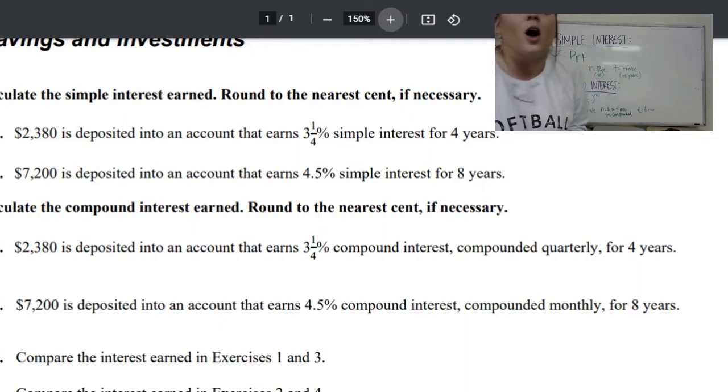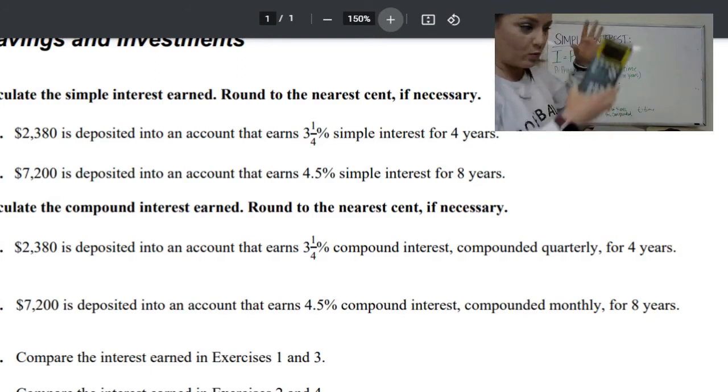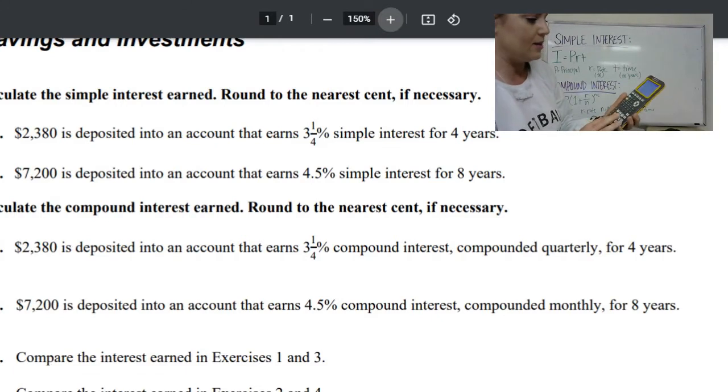All right, so our principal right here, it says number 1, $2,380 is deposited into an account that earns 3 1/4% simple interest for 4 years. All right, so number 1. So our principal, how much we have, what we're starting with, the balance, is, make sure you have a calculator, $2,380. We're going to multiply that by the interest, the rate.